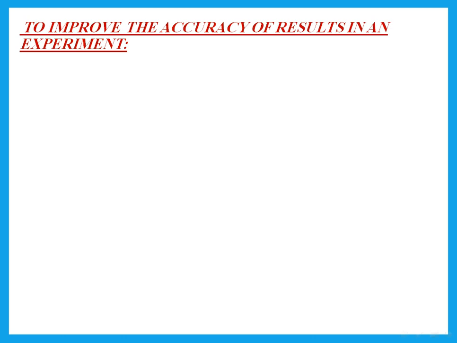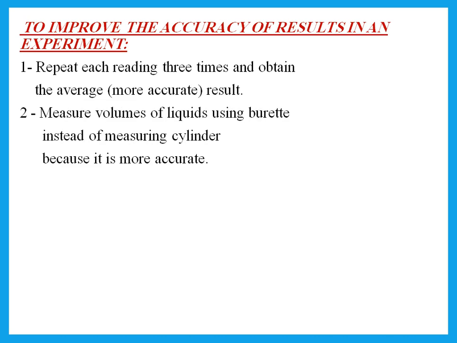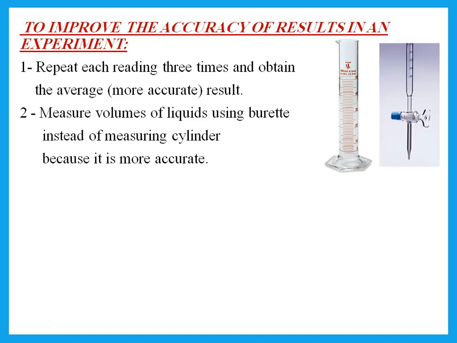What if he says suggest how to improve the accuracy of an experiment? Well, if we're doing an experiment and he's measuring something, I will tell him repeat each reading 3 times and obtain the average. Why? Because it is more accurate. Or if he's measuring liquids, and he says he measured the liquids using a measuring cylinder, I tell him no, we should not use a measuring cylinder, use a burette instead because it is more accurate to measure volumes of liquids.